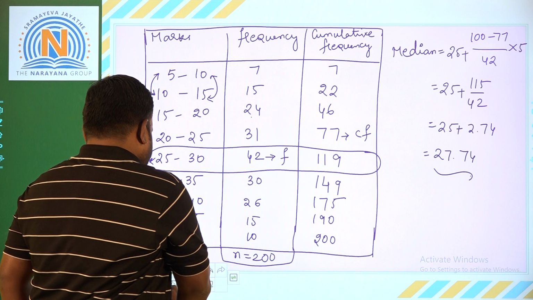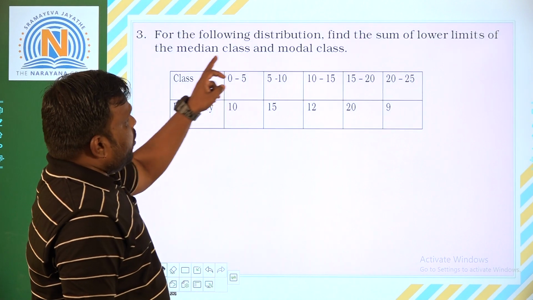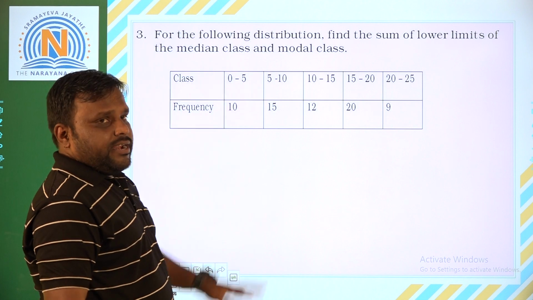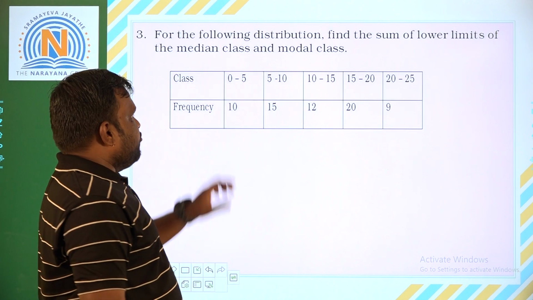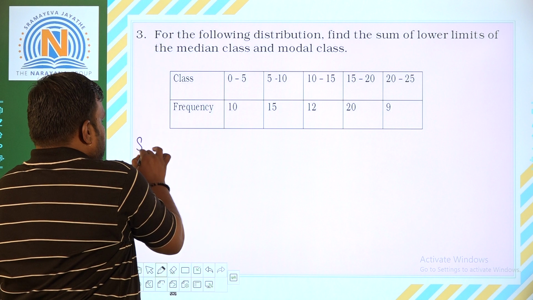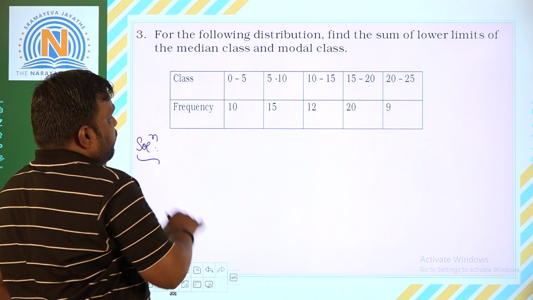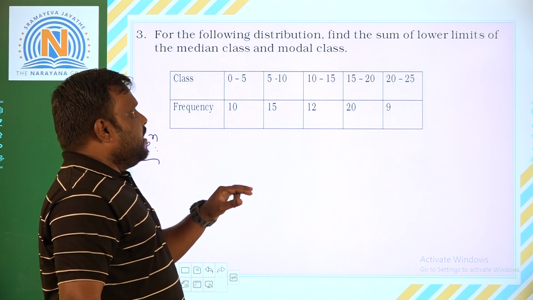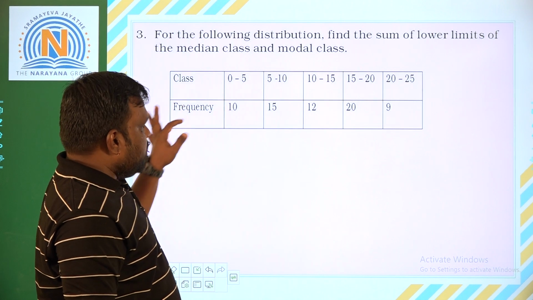Now coming to the next question. For the following distribution, find the sum of lower limits of the median class and modal class. Here is one of the important questions. Concentrate on this now. What we have to do is find out the median class as well as the modal class. How to find the median class, we just discussed.